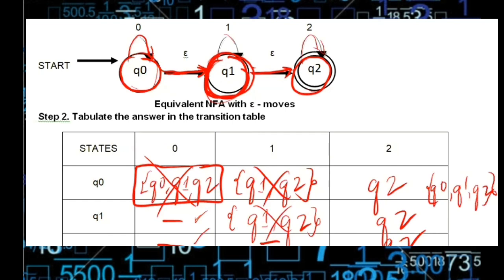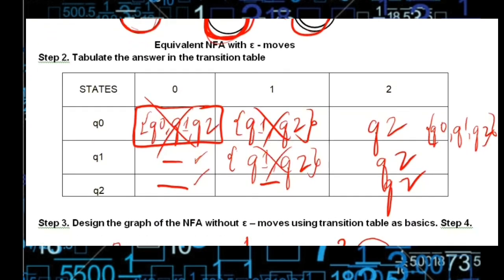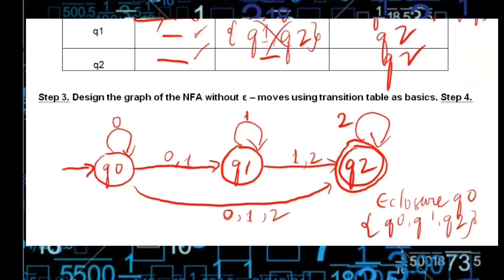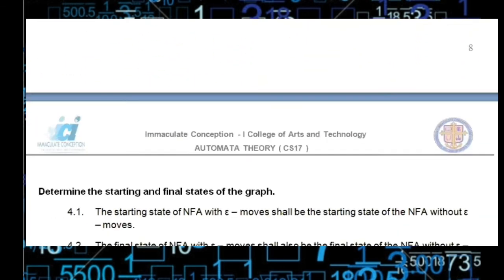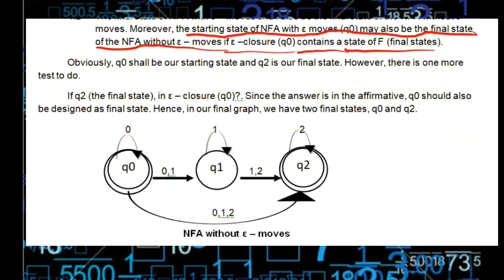Ayan. Okay? So, ang kino-consider lang yung starting state based on the rule, hindi yung second state na Q1. So, automatically may Q2 yung ating E-closure ng Q0. So, i-consider mo rin na final state yung Q0. So, iyan lang nakalagay dito sa underlined natin na moreover, the starting state of NFA with E-moves, which is Q0, may also be the final state. So, pwede rin siya maging final state kung nakapaloob sa kanya pag nag-transition table ka yung ating Q2 na state. Okay? So, this is our final answer, NFA without E-moves.